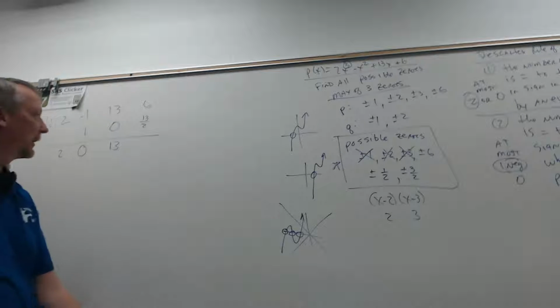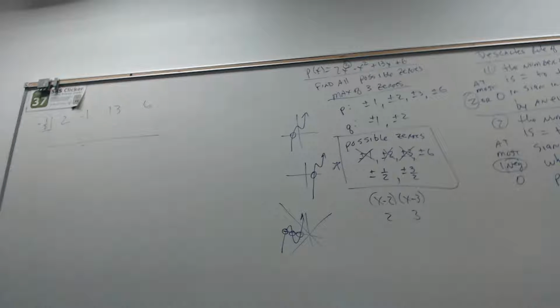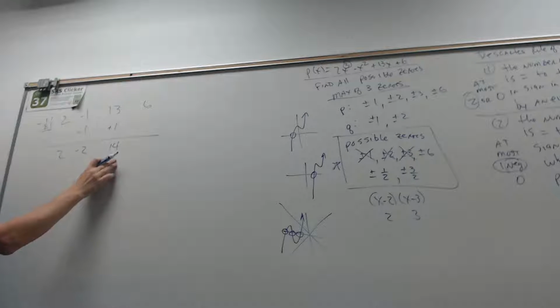Try -1/2. And I hope this one has roots. I didn't even look. I just figured they wouldn't start with a bad one, would they? They could. We'll see. Okay, -1/2. So bring down 2, that'll be -1, and -2, and that'll be +1, 13, 14. 14, sorry, and then that is -7. Oh, that was close.